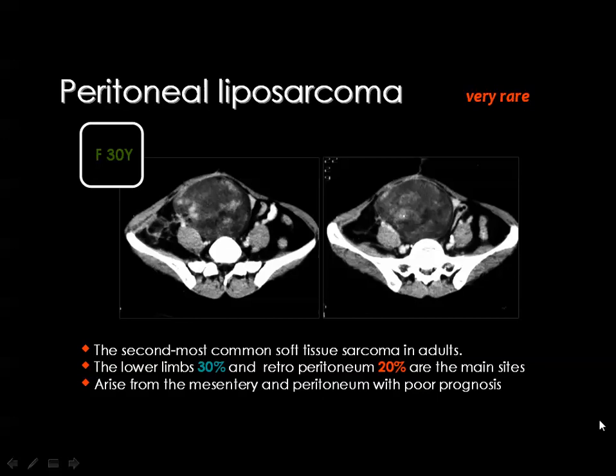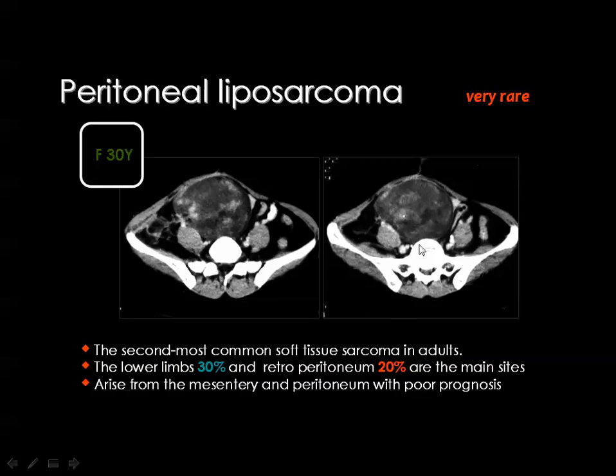Then liposarcoma of the peritoneum is very rare, and you know that the two most common sites for liposarcoma are the lower limbs and the retroperitoneal area. But intraperitoneal liposarcoma is very rare, and it has a poor prognosis. The diagnosis of liposarcoma depends on the detection of a mass in the peritoneum which contains fat and other soft tissues other than fat.